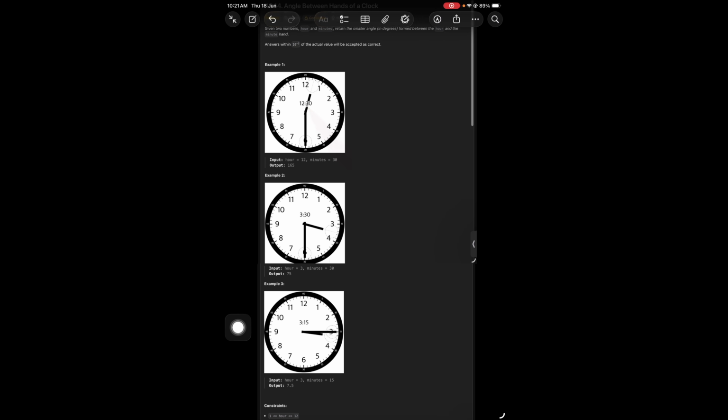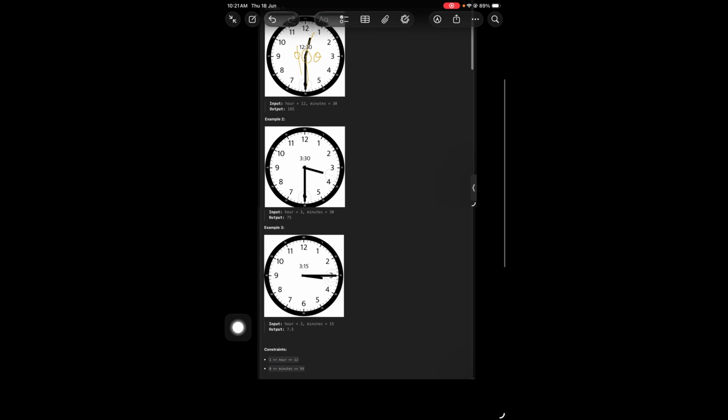So when I say 12:30, my hour hand will be pointing here and my minute hand will be pointing here. So this angle needs to be returned and the larger angle needs to be discarded. When I say 3:30, my hour hand will be here and my minute hand will be here.